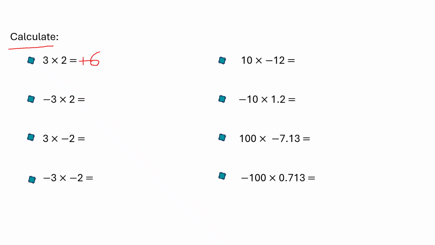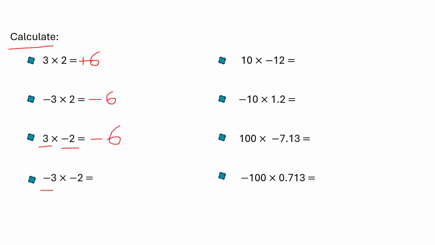Next up, we have minus 3 times 2. A negative times a positive makes a negative sign. 3 times 2 is 6, so the final answer reads negative 6, or minus 6. Next up, we have 3 times minus 2. So we've got a positive times a negative, which makes a negative, so 3 times 2 makes 6, so it becomes negative 6, or minus 6.